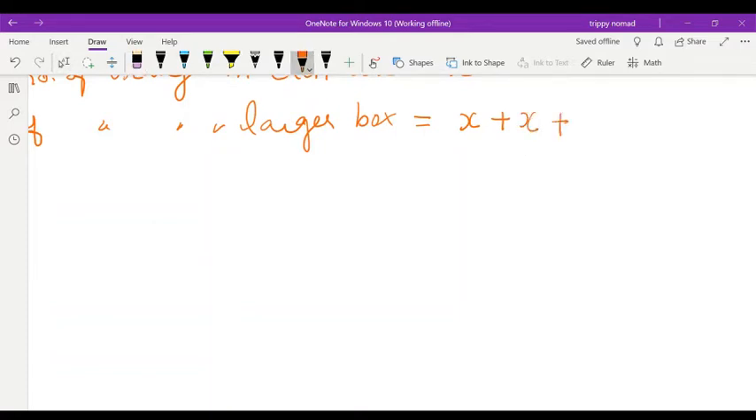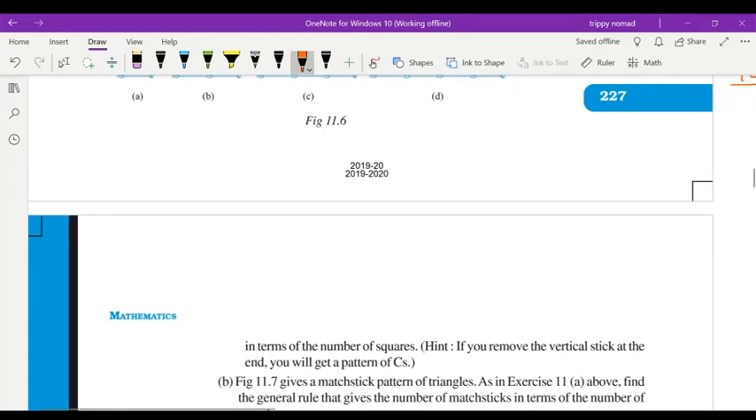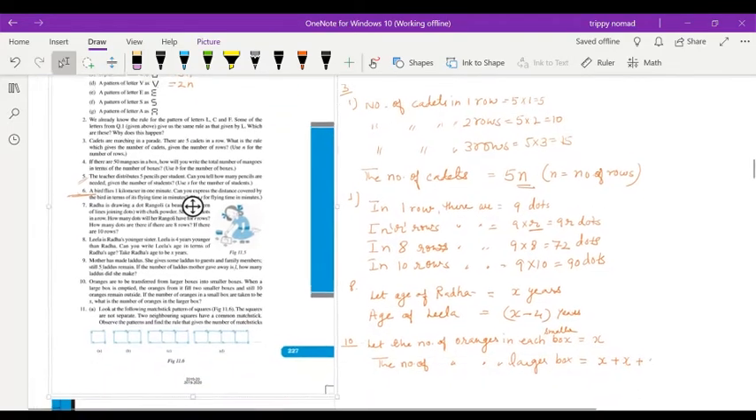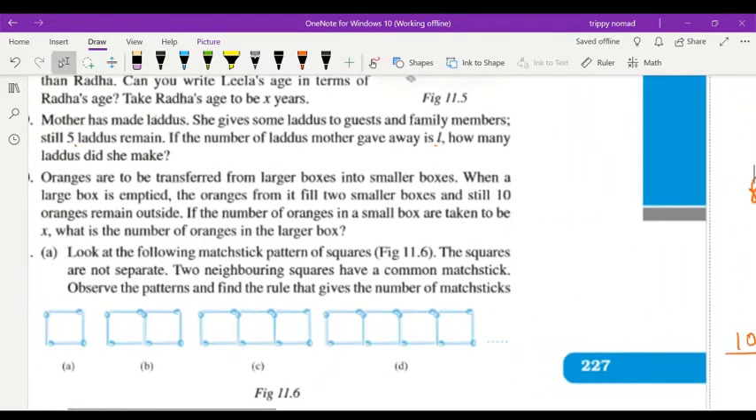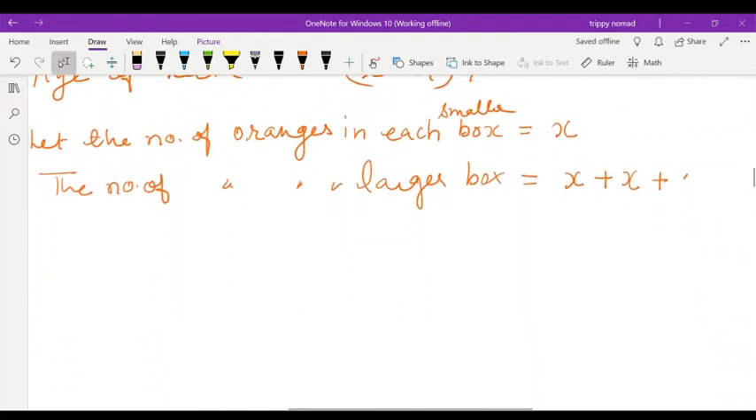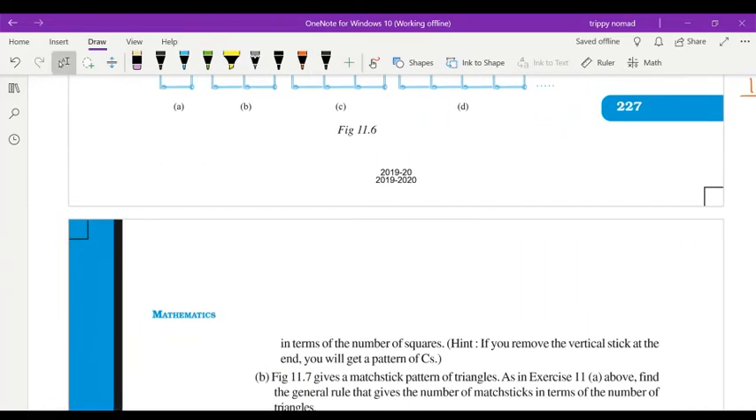Then 10 oranges were, I think, remaining outside. Okay, 10 oranges remained outside. That means the total number of oranges is 2x plus 10. So the equation will become 2x plus 10. This is the way.